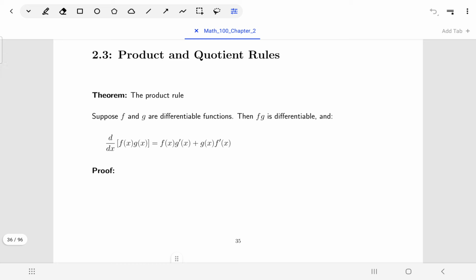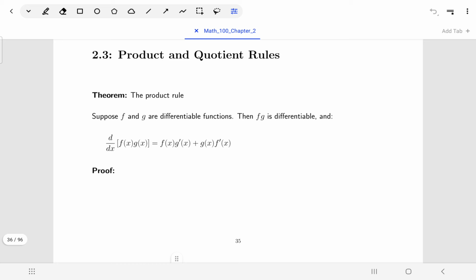Welcome back. In this section, we're going to be looking at two very important differentiation rules. The product rule, when we have a function that could be thought of as a product of two smaller functions, or the quotient rule, when we've got a function that could be thought of as a quotient of two functions.